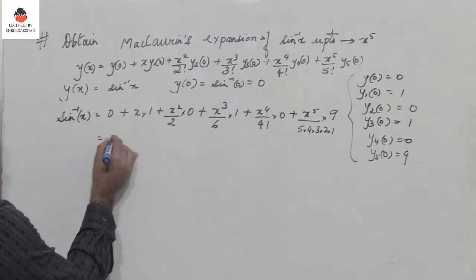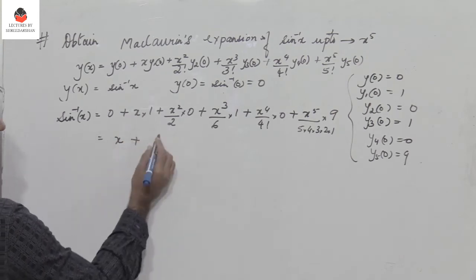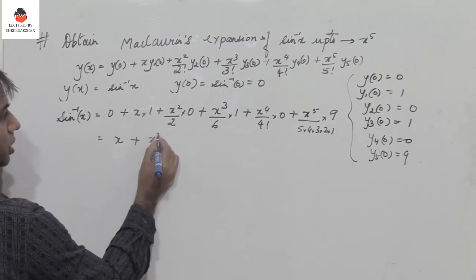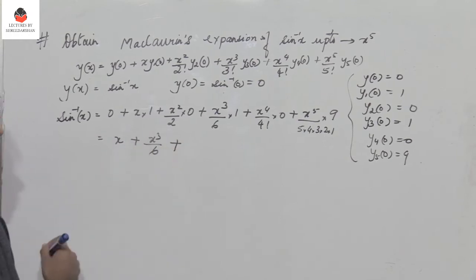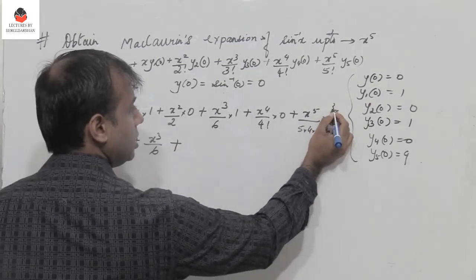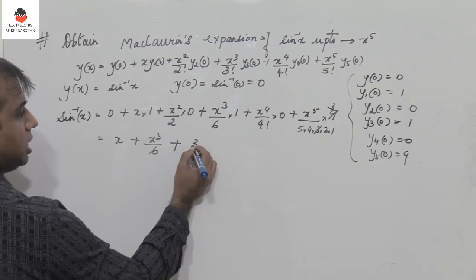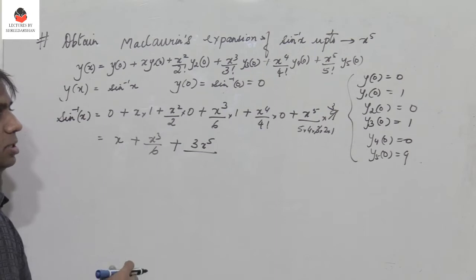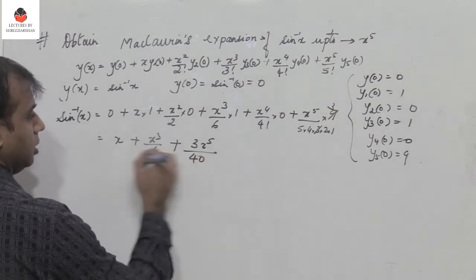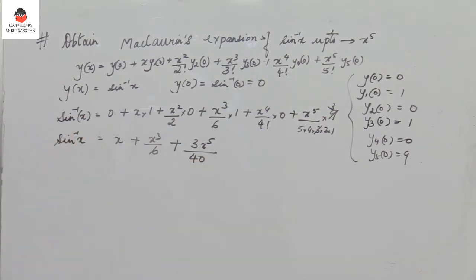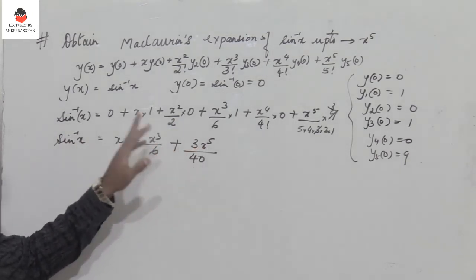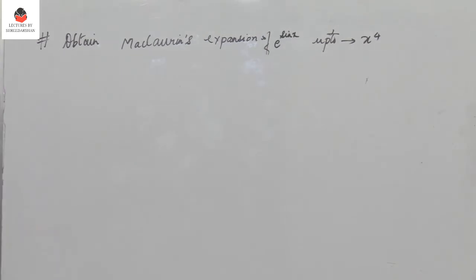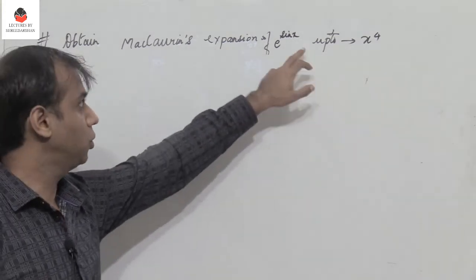So this is 0, so you have x plus, this is 0, you have x cube by 6, plus you have 3 3s are, so it is 3x power 5 divided by 5 into 4 is 20, 20 into 2 is 40. So finally we get the answer: sine inverse x equals x plus x cube by 6 plus 3x power 5 by 40. The next problem: obtain the Maclaurin series up to terms containing x power 4.